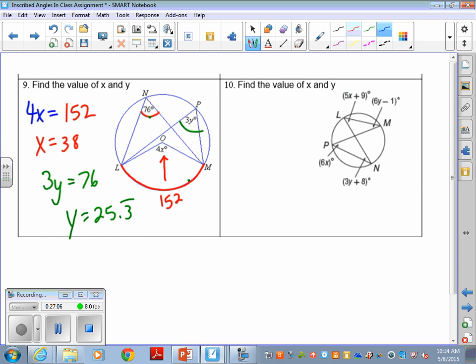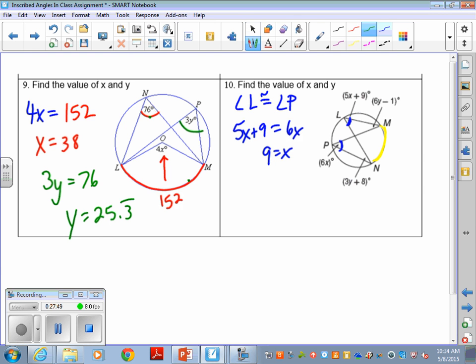Okay, so x, I'm looking at angle L. Yes, because they intercept the same arc. Y'all see that? So L and P are congruent. They intercept the arc MN. So angle L is congruent to angle P. So then I know that 5x plus 9 is equal to 6x. So we should see x really simple. Yeah, x is 9.